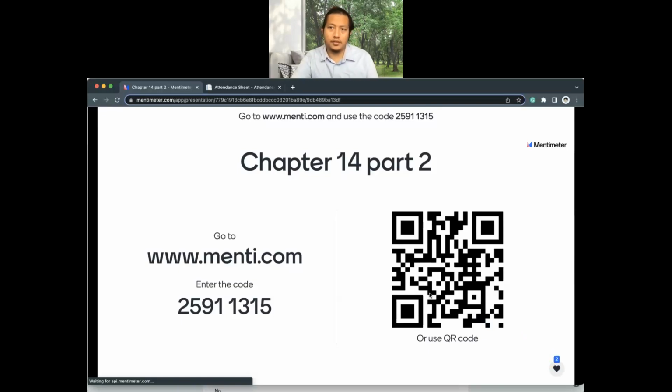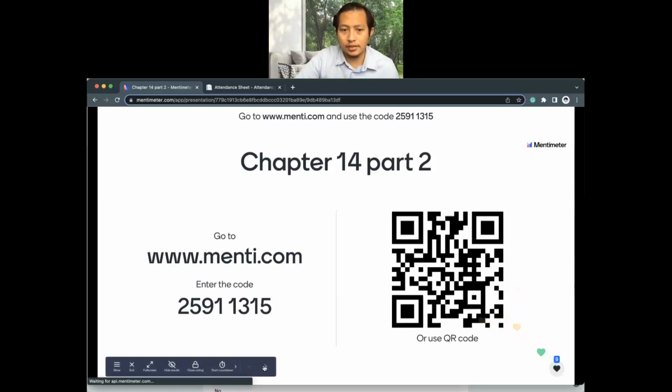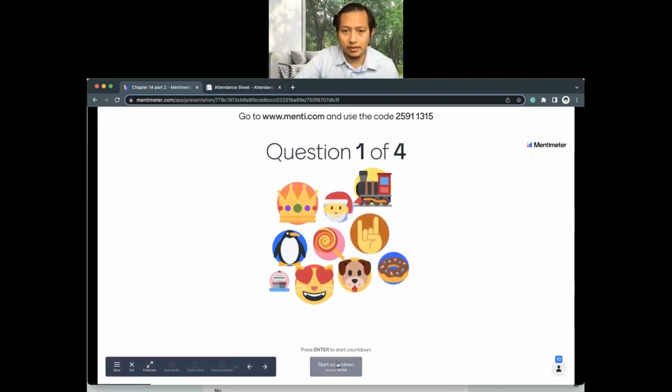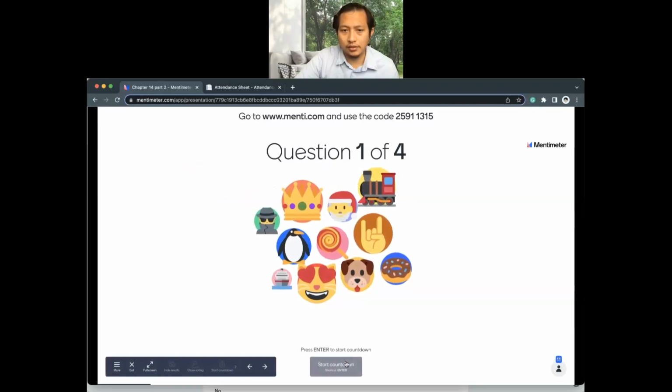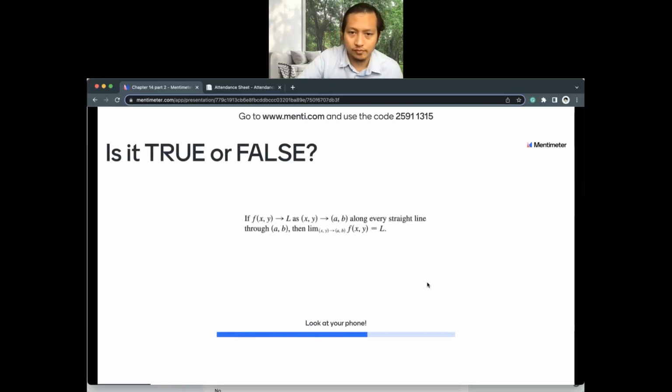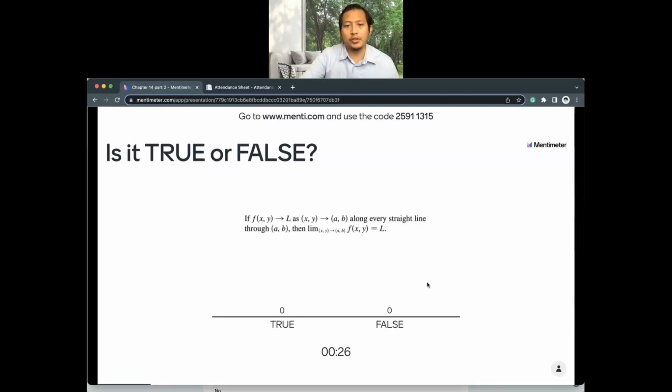Okay, so please scan the QR code or join via the website menti.com and use the code. Let's start. Don't forget to use your student ID or name. I think student ID is better. All right. Okay, get ready. 3, 2, 1, start. Sorry for the short time. The time is just 27 seconds.